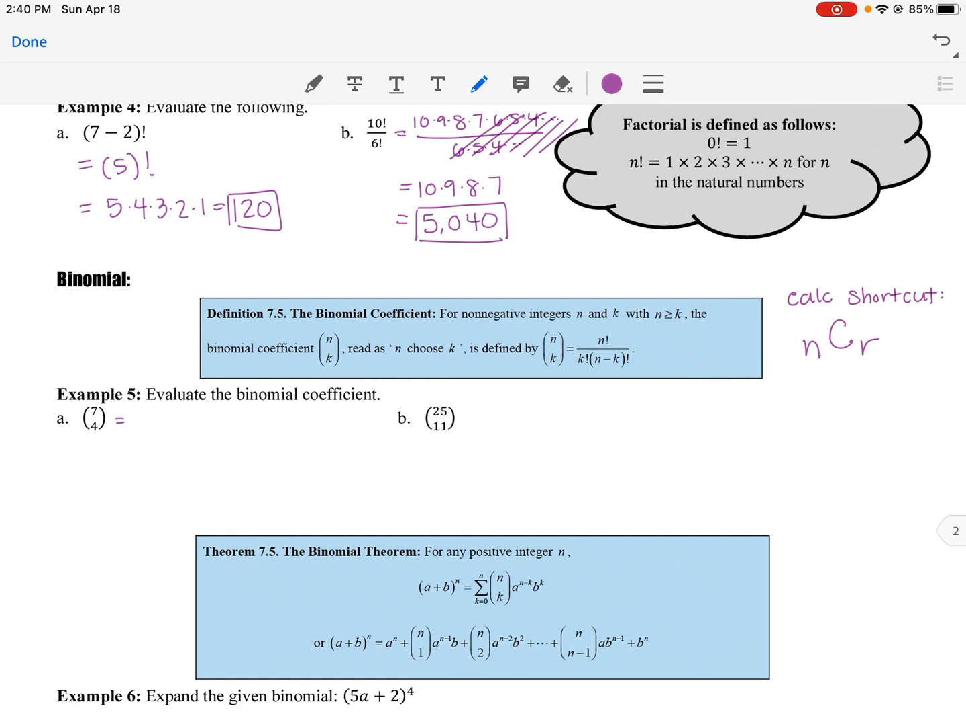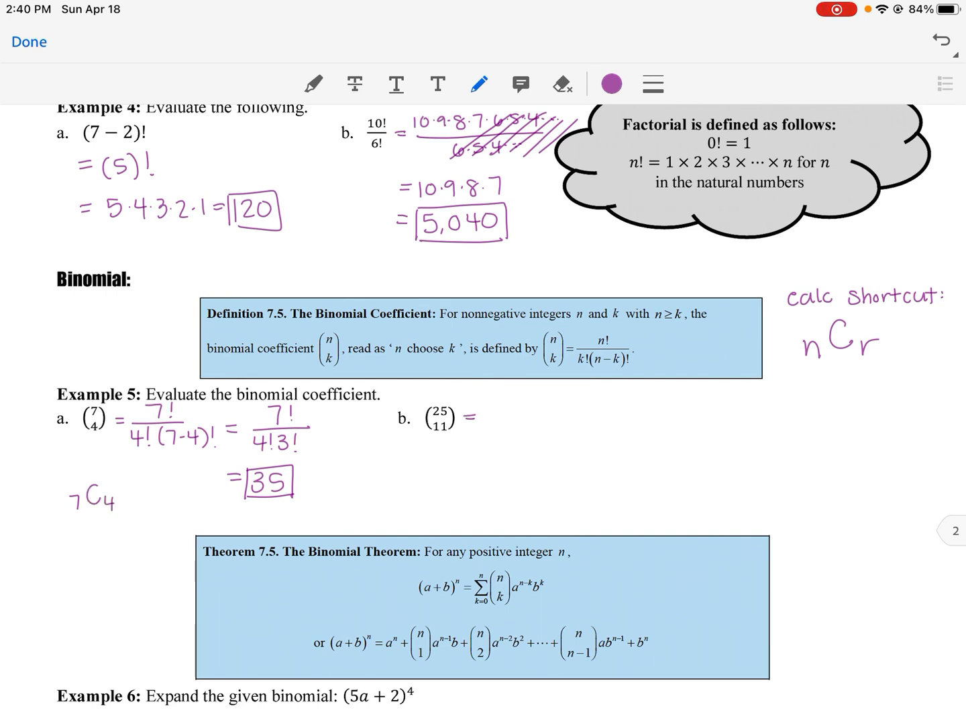When we have 7 and 4, that's really 7 total objects, and you're choosing 4 of them. We do 7 factorial over 4 factorial, and then 7 minus 4 factorial. So it's the same as 7 factorial over 4 factorial times 3 factorial. Make sure if you type that in your calculator, put parentheses around the bottom. So we get 35. And a cool little shortcut for you, this is 7 choose 4.